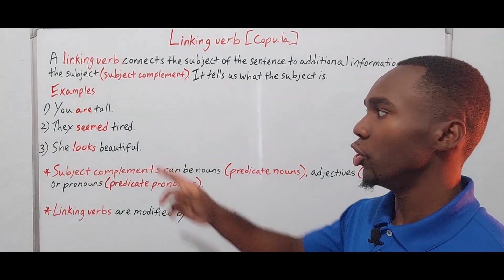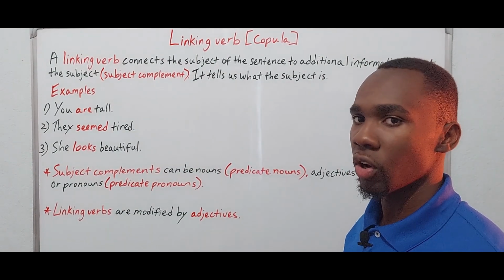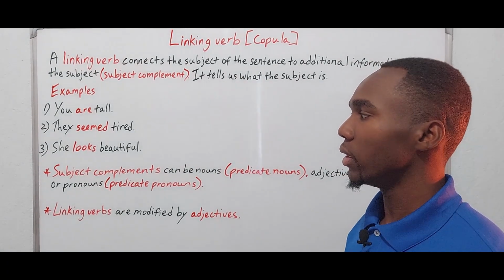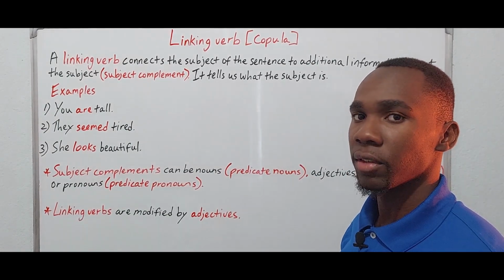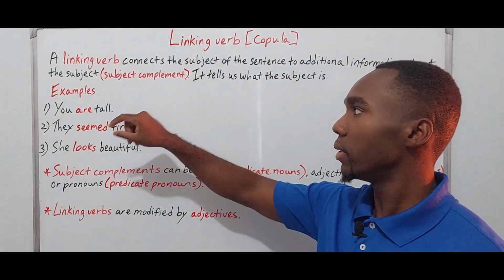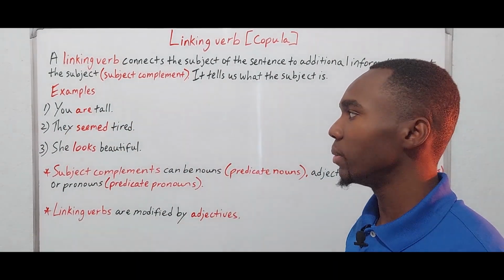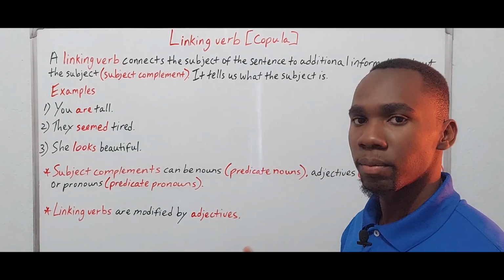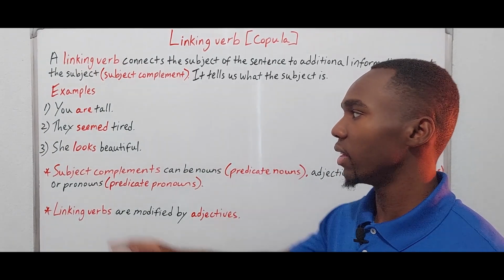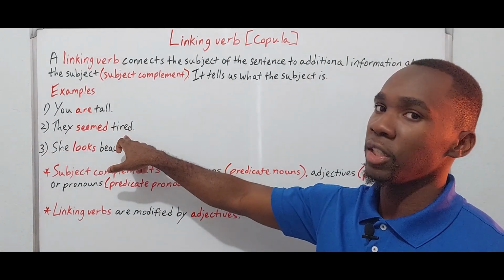One, you are tall. You will be the subject, and are will be the conjugated form of to be. So the verb to be would be an example of a linking verb, and it's not describing an action, it's actually connecting the subject to additional information. Two, they seem tired. Again, seem is our linking verb, and our subject will be they. The verb is linking the subject to additional information, okay?